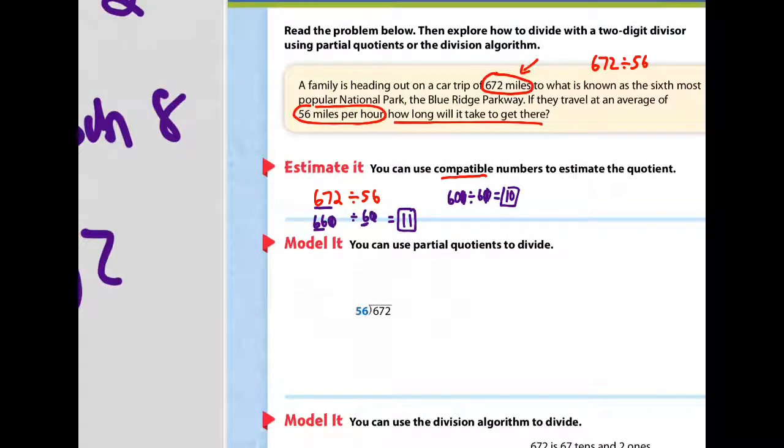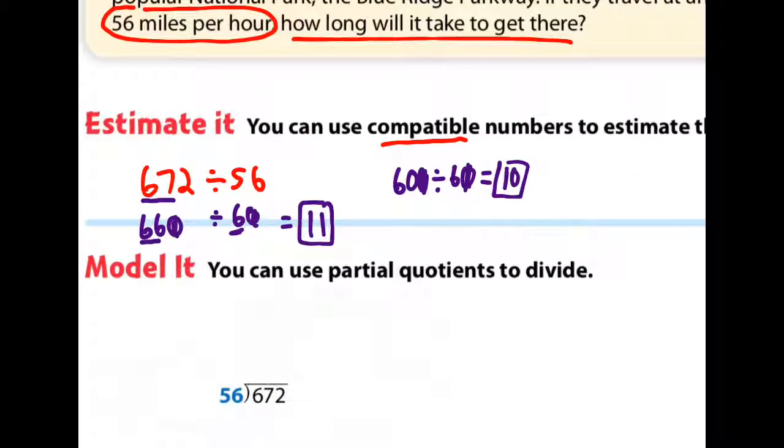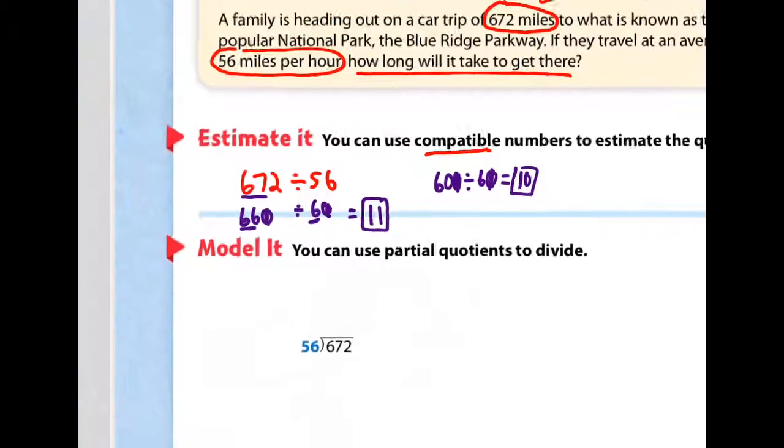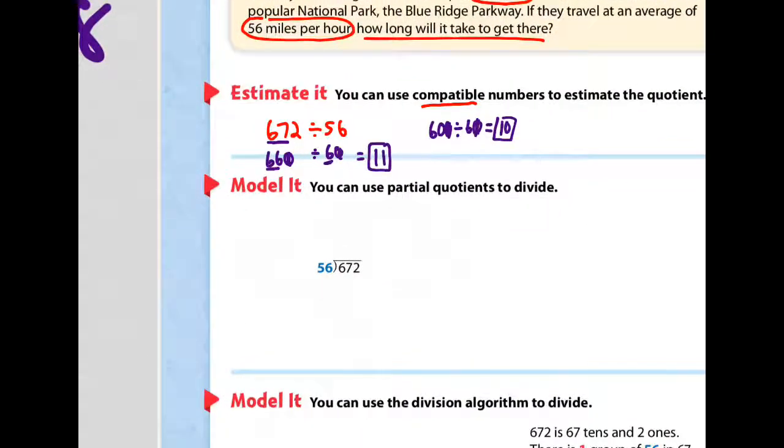So that's compatible numbers. Compatible numbers, you don't want any remainders in your division. You want to be able to do it in your head. All right, now let's talk about partial quotients.